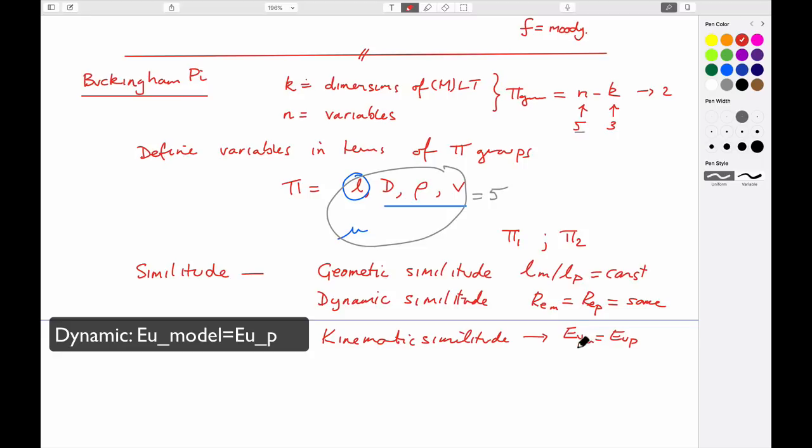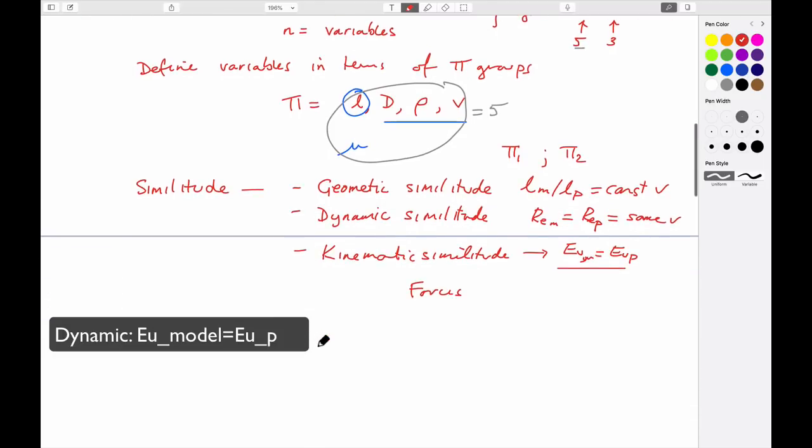But more importantly, what it means is that if these two are both met, then you can look at the forces that are applied on the structure, such as lift or drag, to be able to define those behaviors. And so these 3 components of similitude are quite important. Okay?